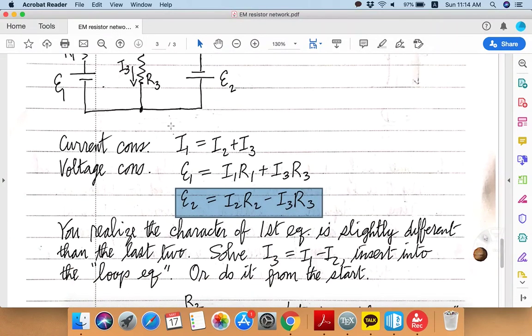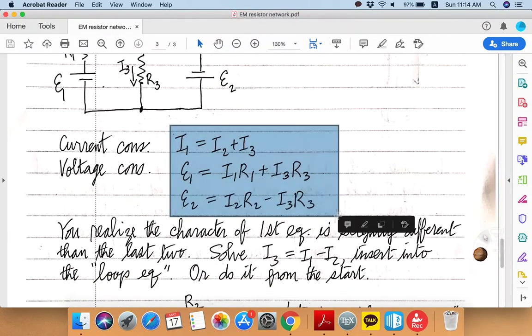Okay, so here we have three unknowns, right? I1 and I2 and I3 are the three current values that we want to know about. And luckily, we also have three equations that tell us information about the currents. So with three equations for three unknowns, we can solve them. This is just a linear equation. And then learn everything about the current passing through each resistor.